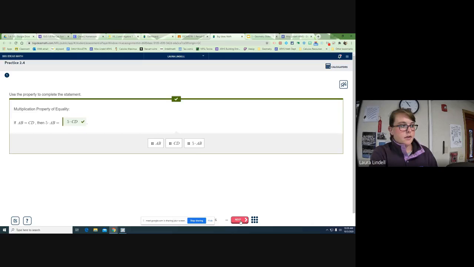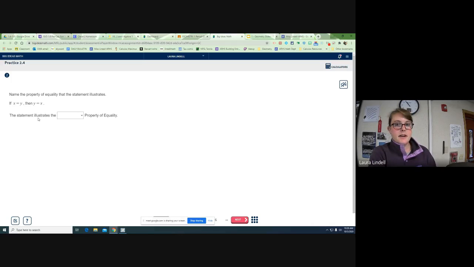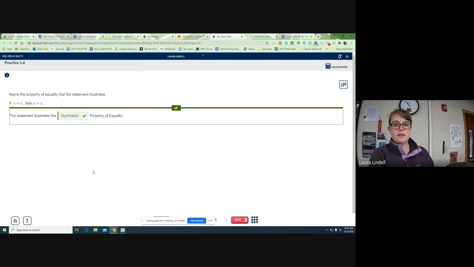Okay. The next question says to name the property of equality that they're using here. So we have if x equals y, then y equals x. Well, if we look back at our sheet of properties, that looks a whole lot like the symmetric property, where you're just switching the order. So you click the drop down, you go, okay, we got all these options. This one looks symmetric to me. And you check your answer and we're correct.